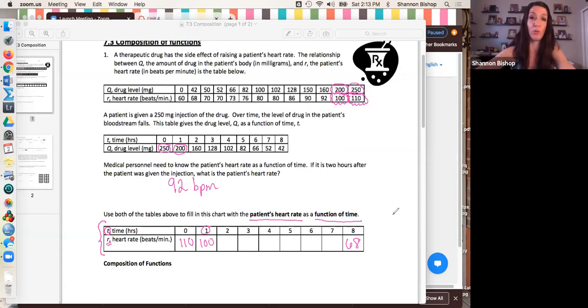Okay, so this concept is called composition of functions. So I'm going to share my whiteboard now so it's easier to write. There we go. Okay. So composition of functions is what this concept is called.